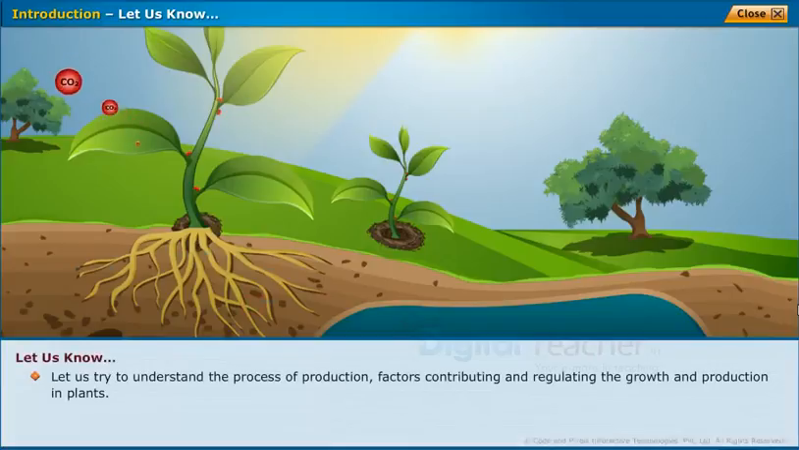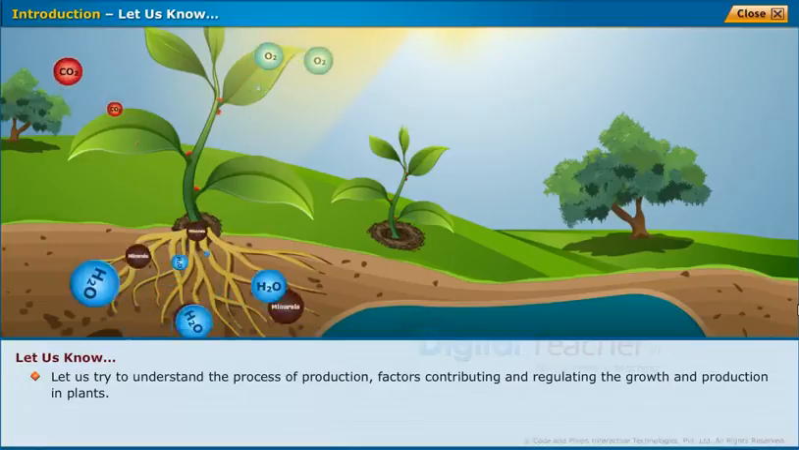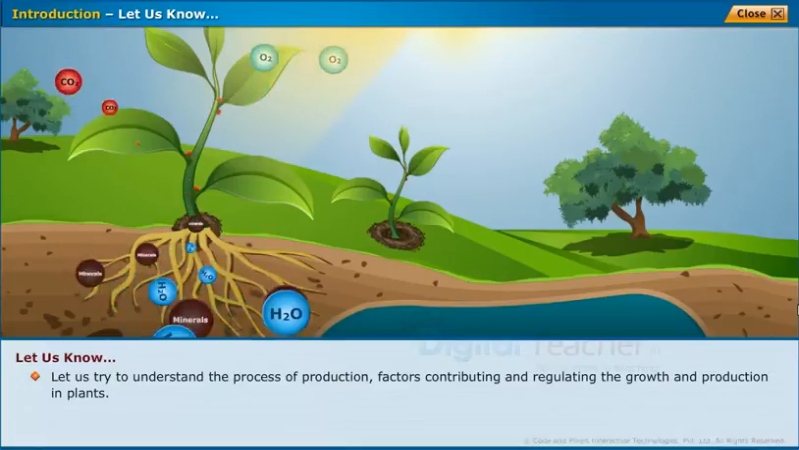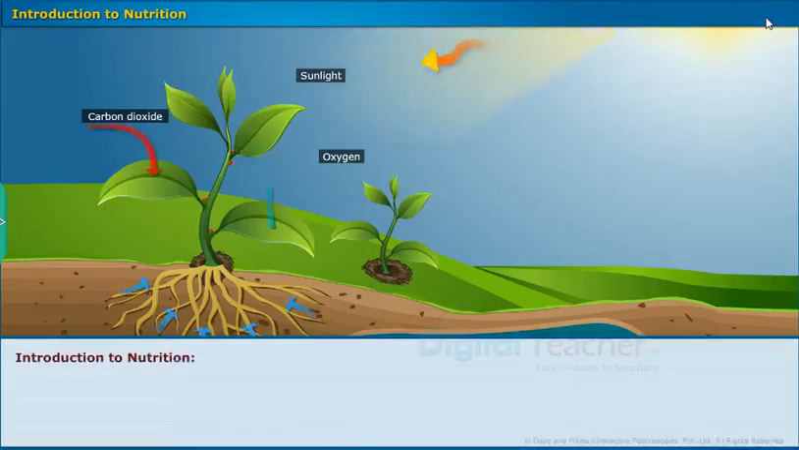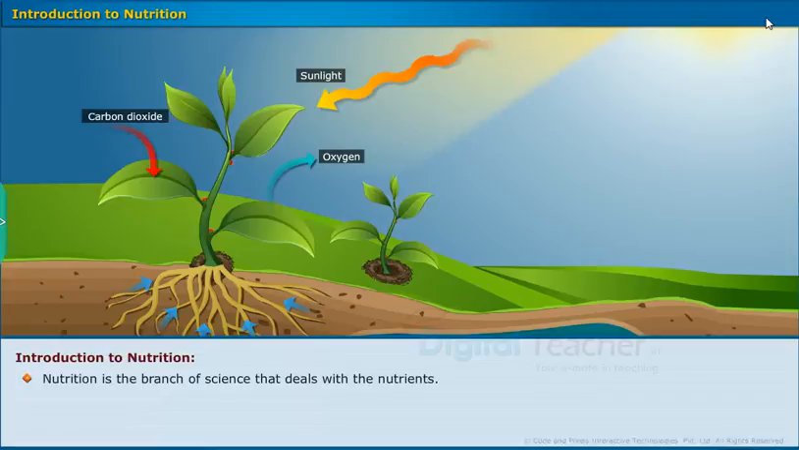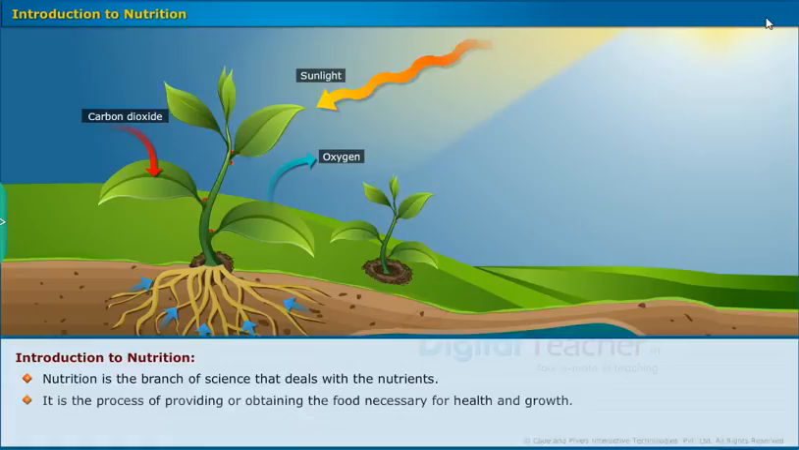Let us try to understand the process of production, factors contributing and regulating the growth and production in plants. Let us know about nutrition. Nutrition is the branch of science that deals with the nutrients. It is the process of providing or obtaining the food necessary for health and growth.